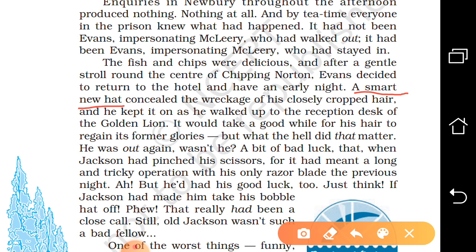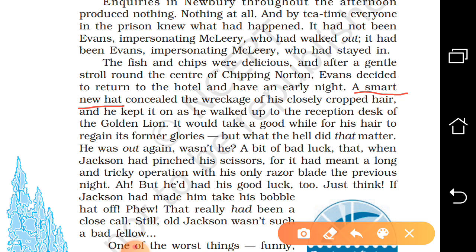And the remaining hair he used for making the beard. But what the hell did that matter? He was out again. Wasn't it a bit of bad luck that Jackson had punished his scissors, for it had meant a long and tricky operation with his only razor blade the previous night? Oh, but he had had his good luck too. Just think, if Jackson had made him take his bobble hat off, phew, that really had been a close call. Still, old Jackson wasn't such a bad fellow.